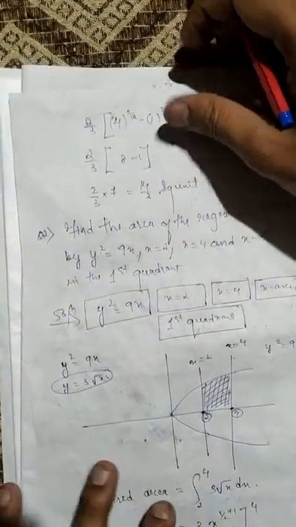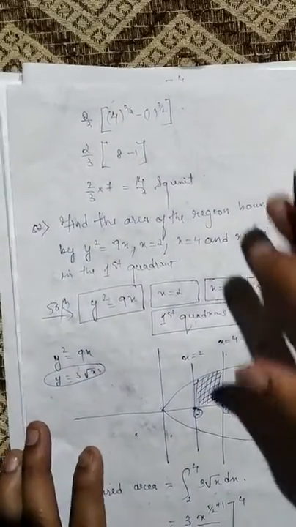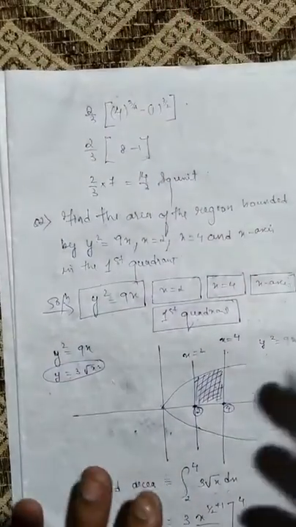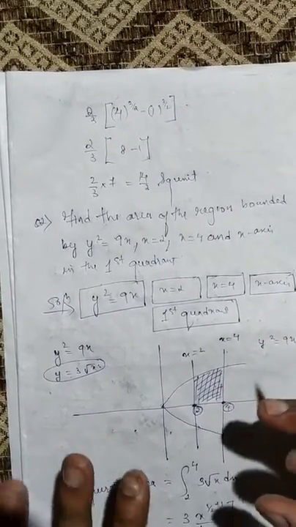So the answer will be 14 by 3 square units. Okay, I hope you got it here. Still, if you have any doubt, you can bring this paper and ask me. Individually you can come and ask me, you don't have to worry.